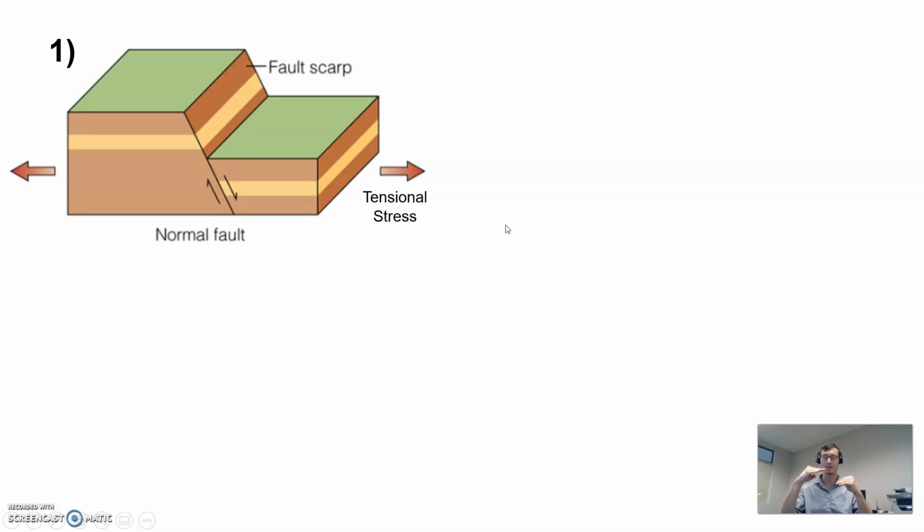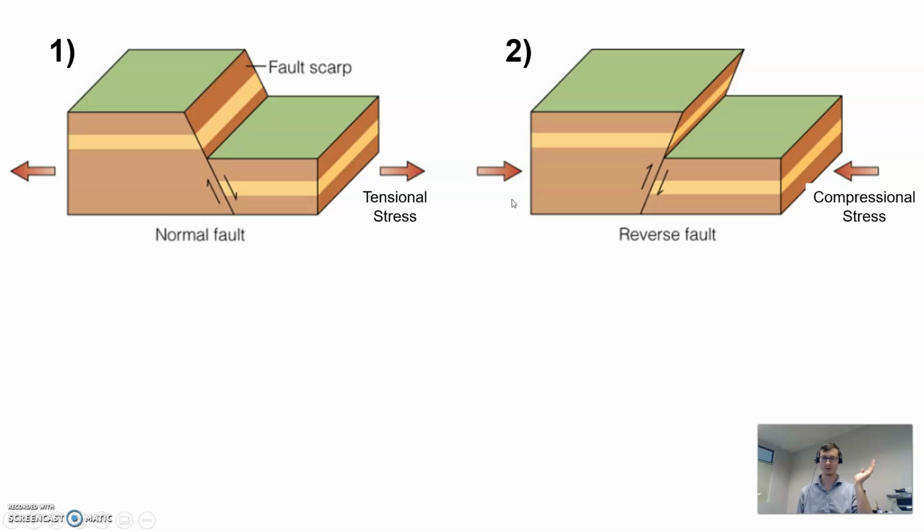This happens most often whenever those two blocks are being pulled apart. As they're being pulled apart, one of them will slide down relative to the other one. We can also have the opposite. We call this a reverse fault, where one block is being compressed. It's being smashed into the other one. The amount of force gets to be so great that it starts moving up. This is under compressional stress.